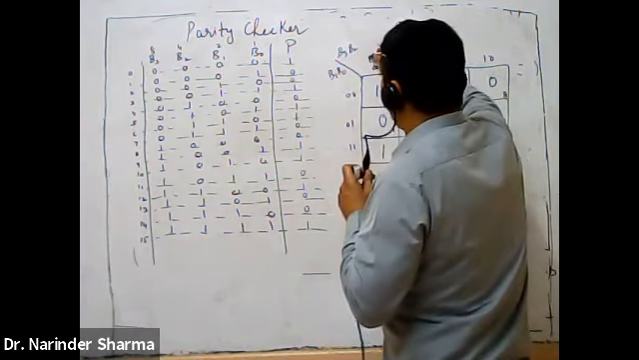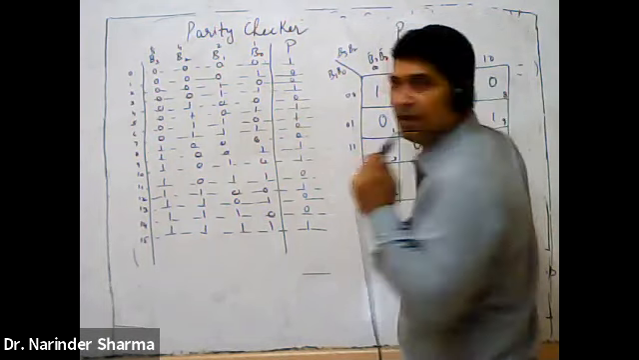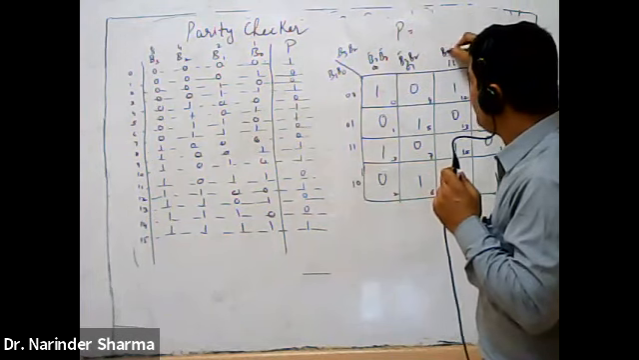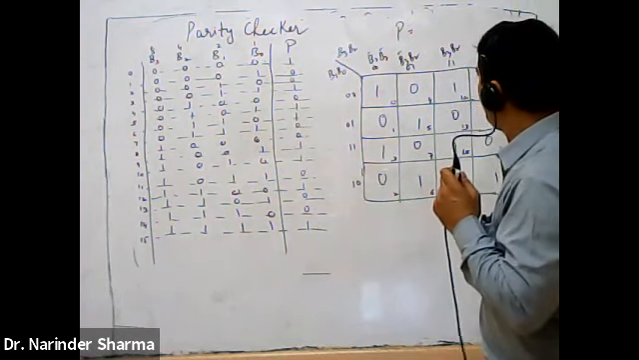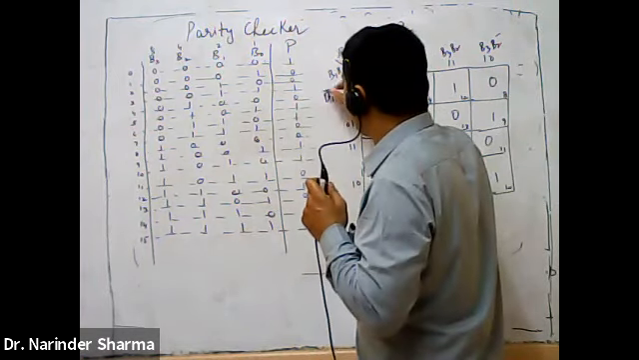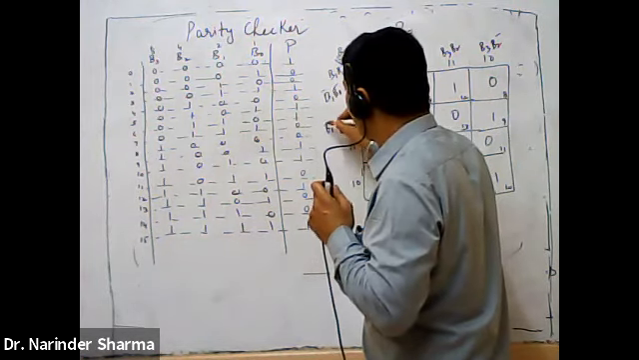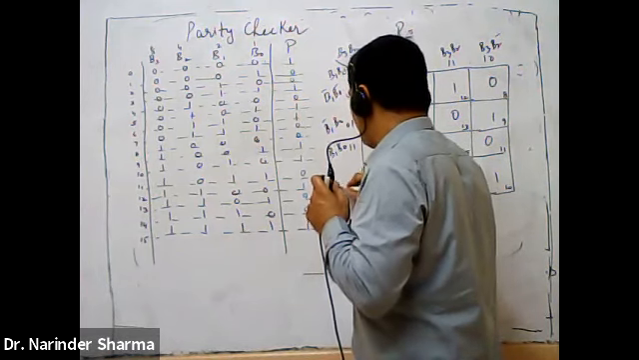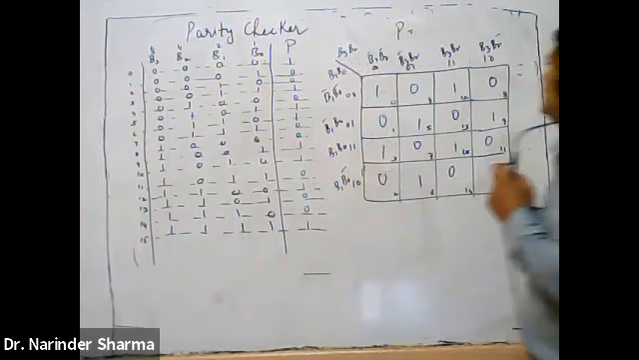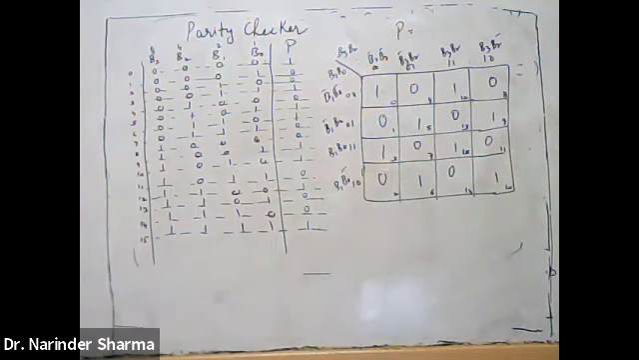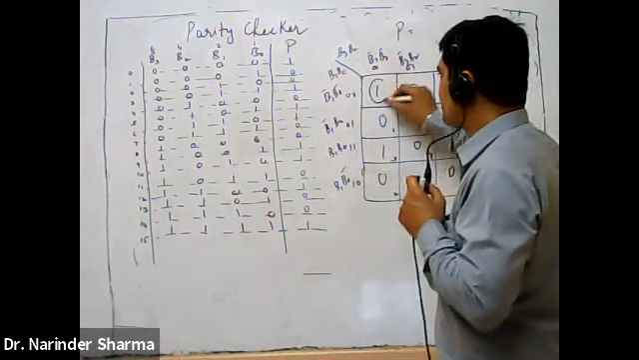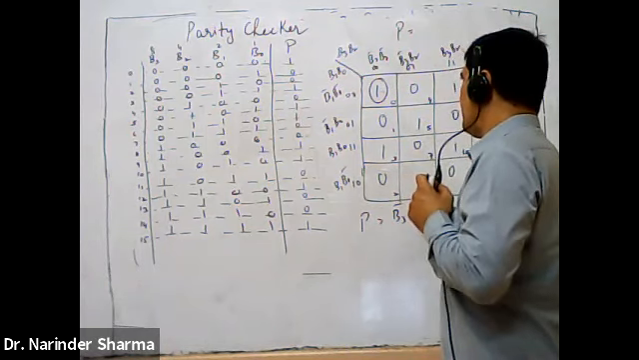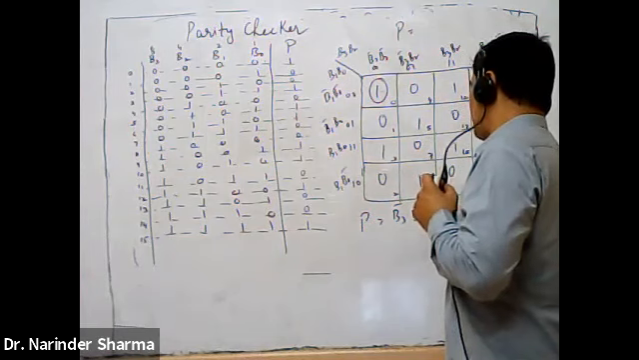Now we write the expressions: B3 bar B2 bar, B3 bar B2, B3 B2, B3 B2 bar, with B1 bar B0 bar, B1 bar B0, B1 B0, B1 B0 bar. Can you see that there is no grouping at all? So write this expression first. Parity is equal to B3 bar B2 bar B1 bar B0 bar.